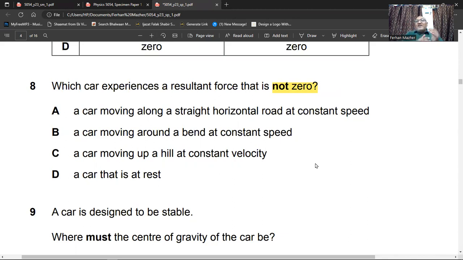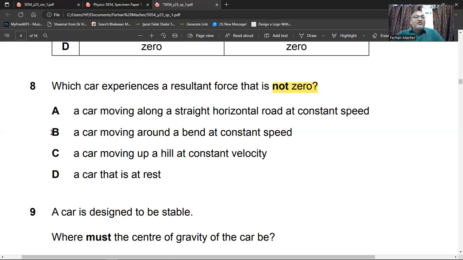A car moving around a bend at constant speed. This is 100% possible because when you are turning in a bend, you're taking a turn at a corner, so your direction is changing. Due to the change in direction, there will be acceleration, although your speed is constant. So B can be the answer. A car moving up a hill at a constant velocity, its resultant force might be zero because of the constant velocity. The car that is at rest, its resultant force is also zero.